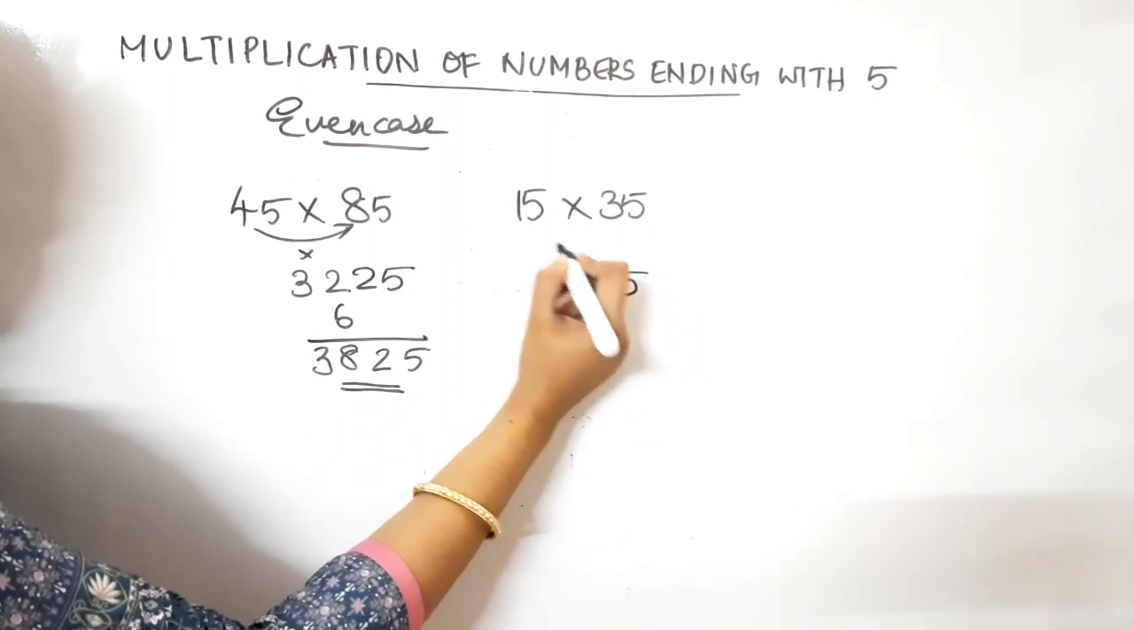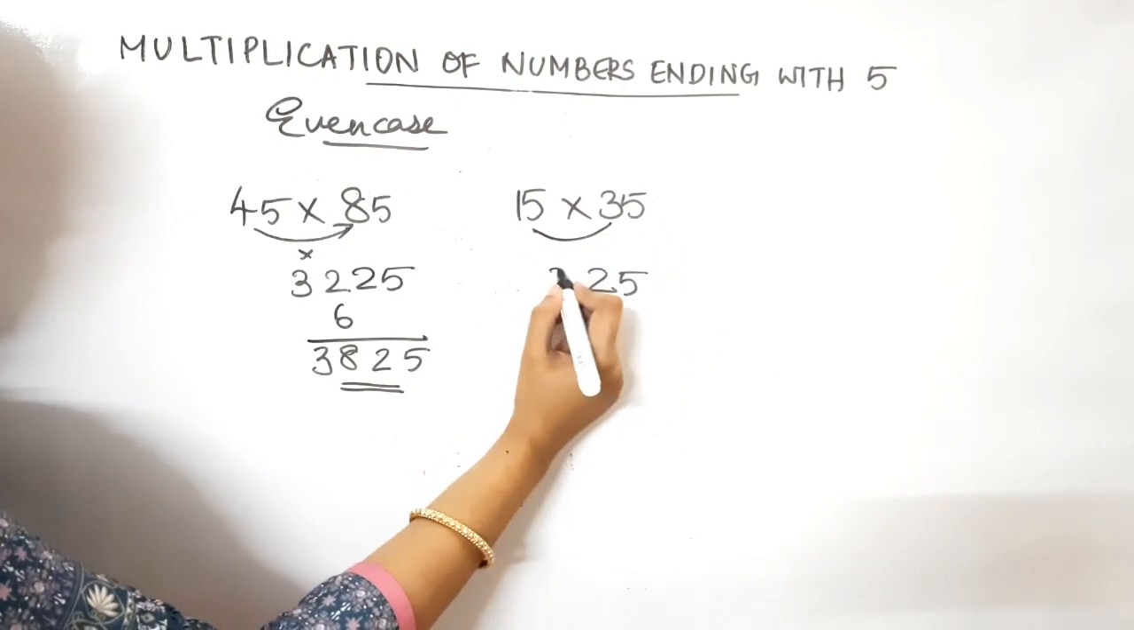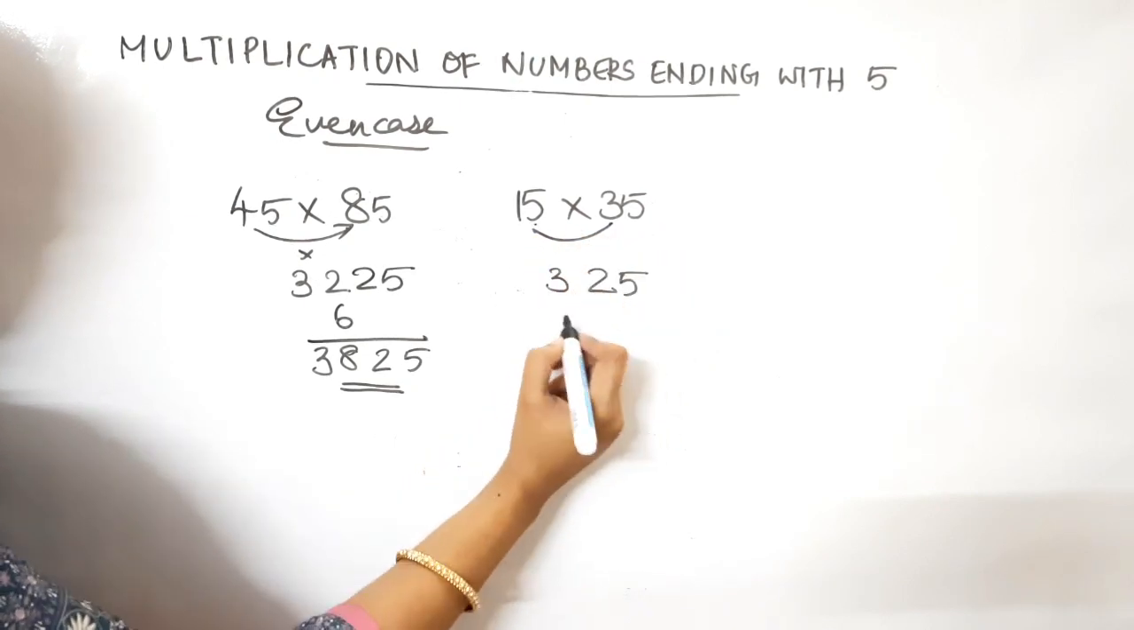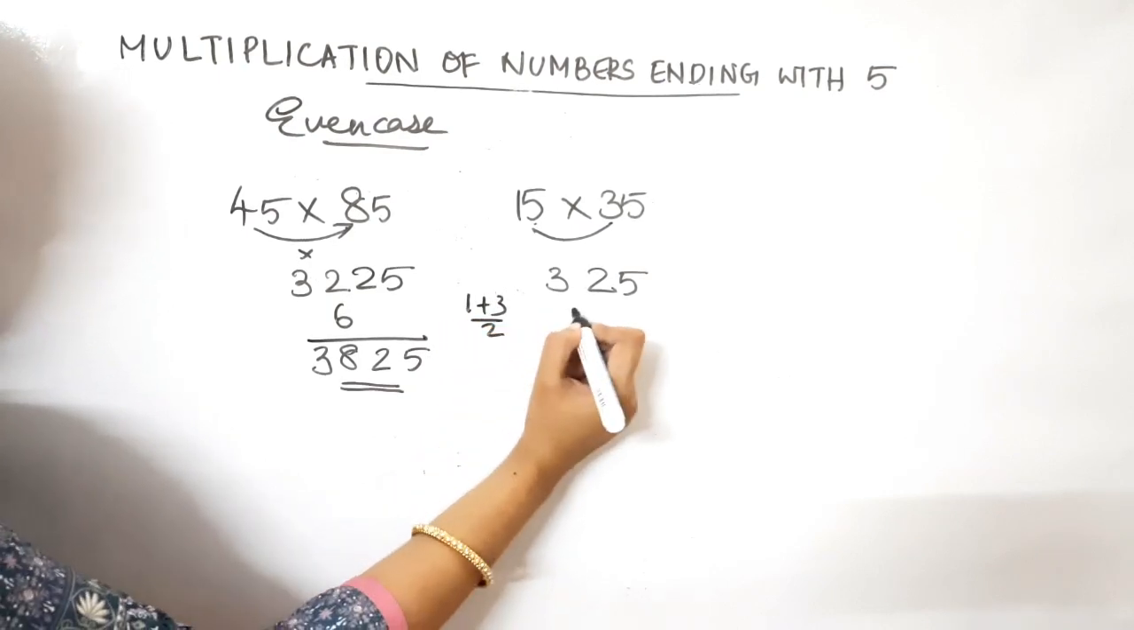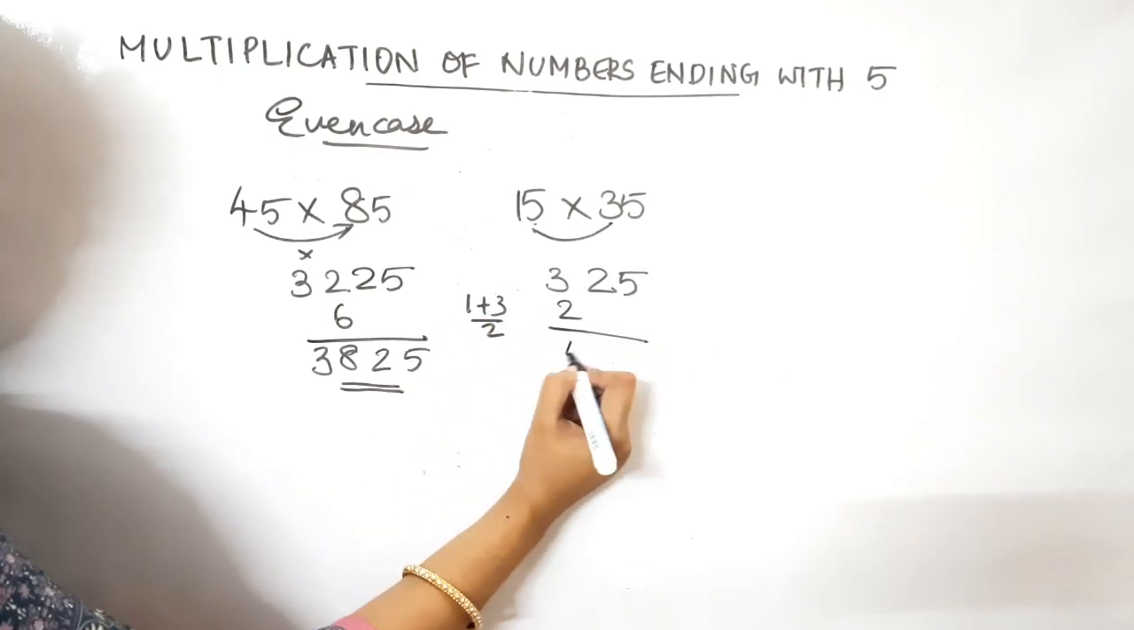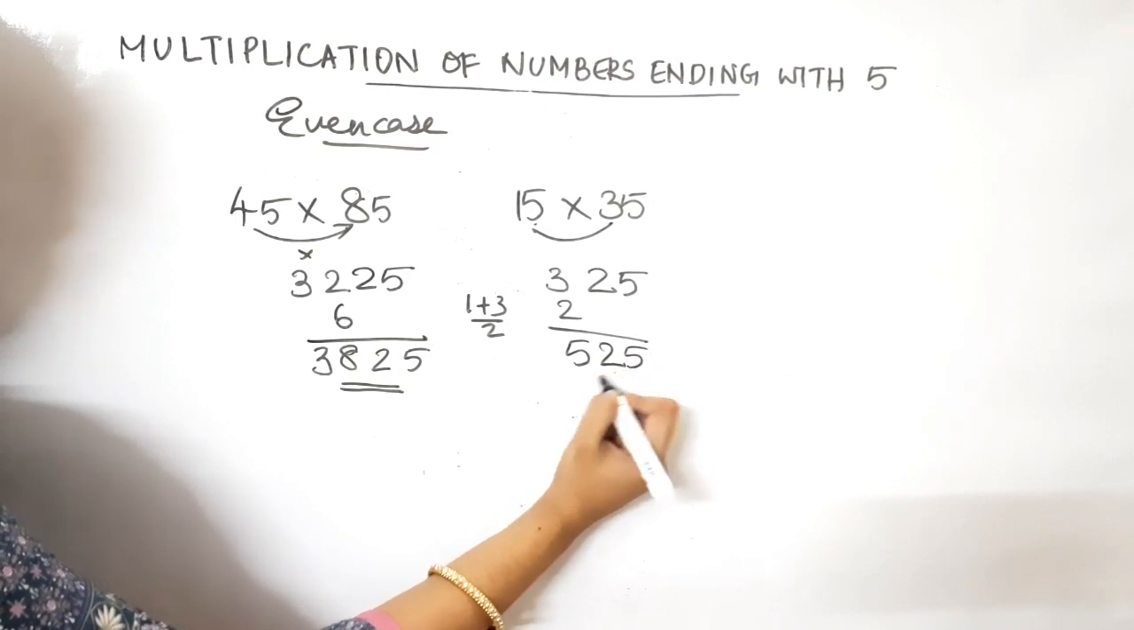15 into 35. The last digits will be 25. 1 into 3 is 3. The second step is 1 plus 3 by 2, which is 4 by 2, 2. So the answer is 525.